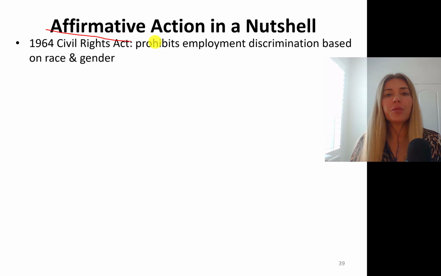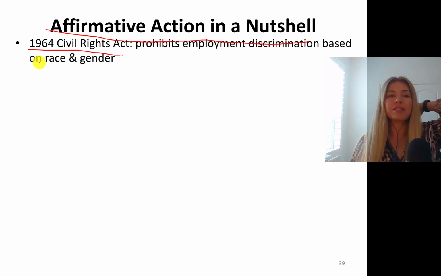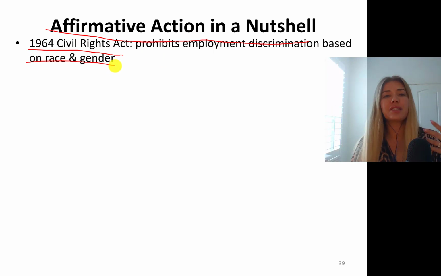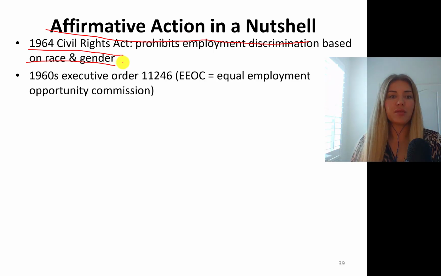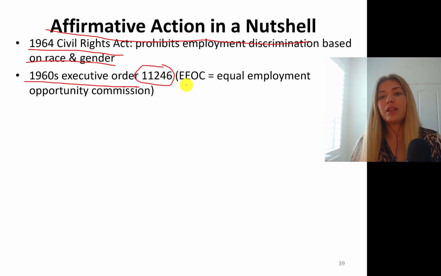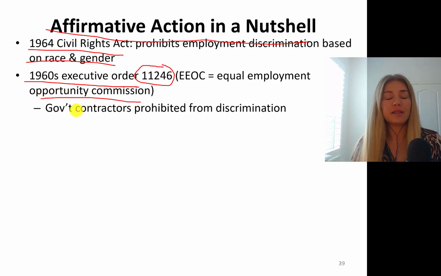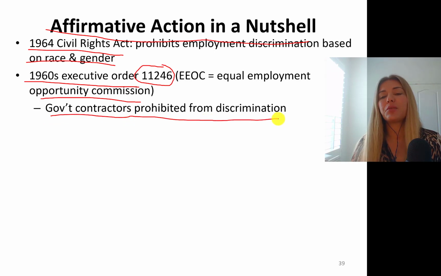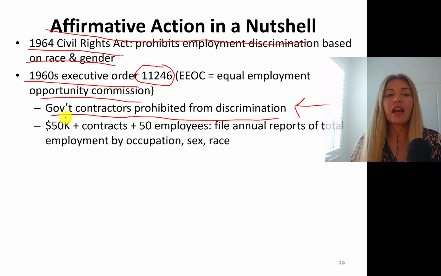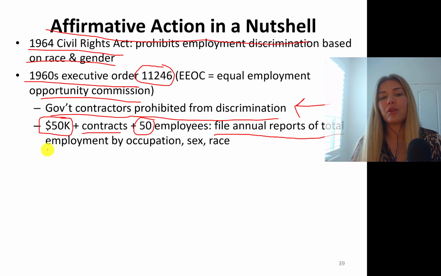Okay, so let's talk about affirmative action in a nutshell. In 1964, it starts with the Civil Rights Act, which prohibits employment discrimination based on race and gender. In recent years, of course, age comes into play and other protected groups come in. In the 1960s, Executive Order 11246, Equal Employment Opportunity, declared that government contractors are prohibited from discrimination. So if you have at least $50,000 in contracts and 50 employees, you have to file an annual report of total employment by occupation, gender, and race.